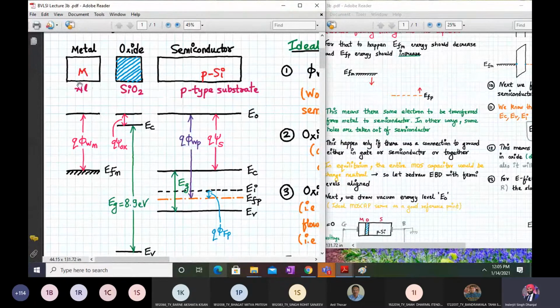Yeah, the metal is aluminum, the oxide is SiO2, and the semiconductor is P-type silicon. So we have a P-type substrate material. Okay, so let us start with metal.